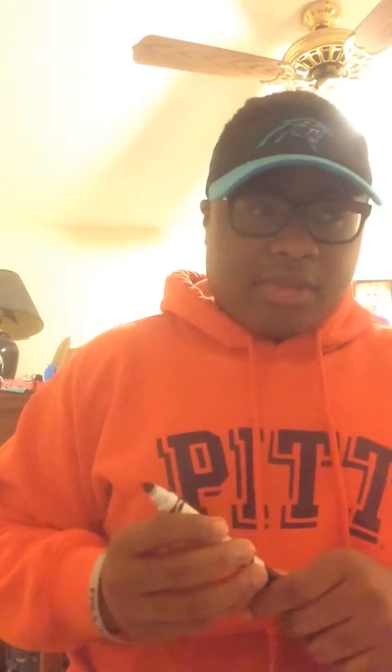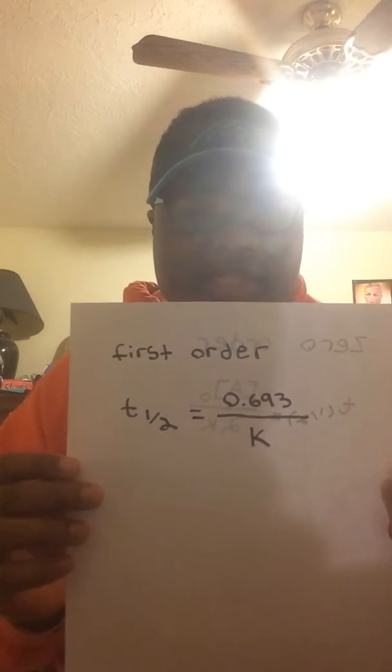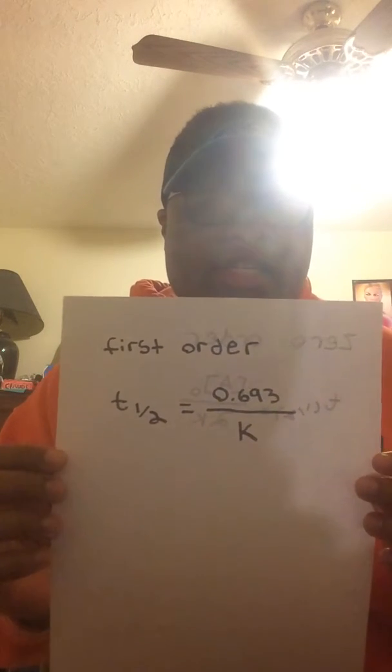The first order reaction, the half-life is derived by this. Half-life equals 0.693 divided by K, the rate constant. And so, there's still a lot of stuff that you need to know about first order reactions. Like, for example, the integrated rate law.